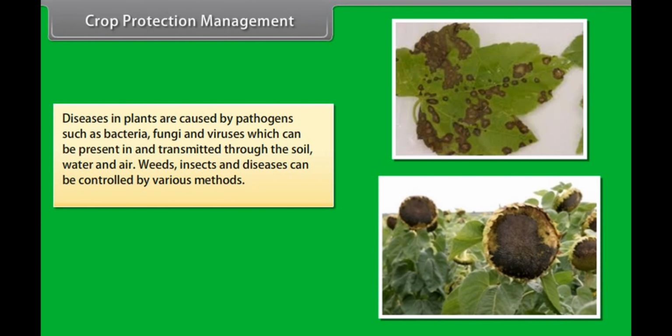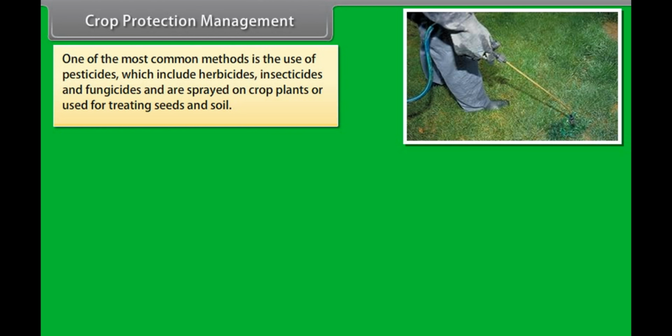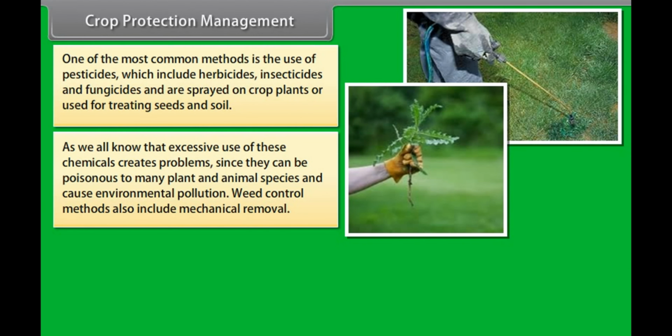Weeds, insects, and diseases can be controlled by various methods. One of the most common methods is the use of pesticides, which include herbicides, insecticides, and fungicides, and are sprayed on crop plants or used for treating seeds and soil. As we all know, excessive use of these chemicals creates problems, since they can be poisonous to many plant and animal species and cause environmental pollution. Weed control methods also include mechanical removal.